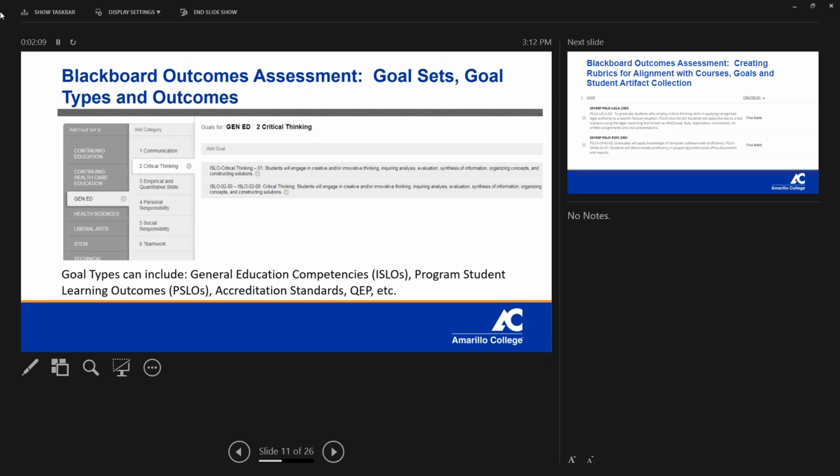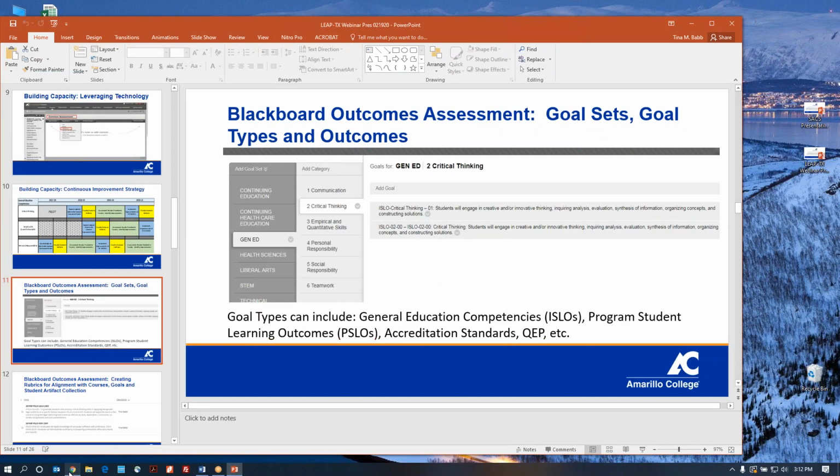And then this is the Blackboard Outcomes Assessment tool again. And so this is how we set up goals, and they can include general education competencies, the program student learning outcomes from our curriculum map. You can also put accreditation standards in here, or your quality enhancement plan. You can set this up as any kind of goals-based system. Let me go out here and show you.